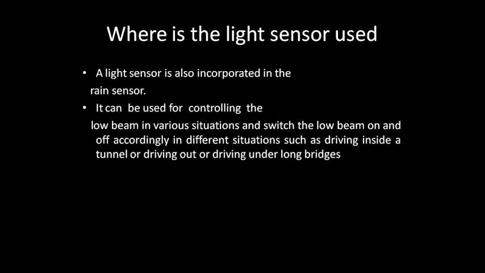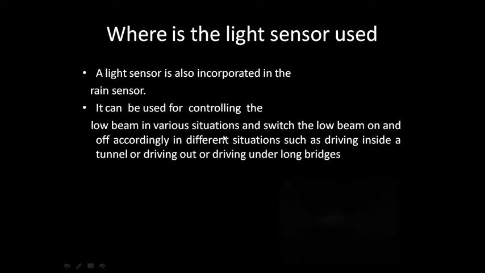Next, we are going to talk about the light sensor. In the light sensor, we can discuss how it is used, where it is used, and how it functions. A light sensor is incorporated in the rain sensor. It can be used for controlling low beam and high beam in various situations.